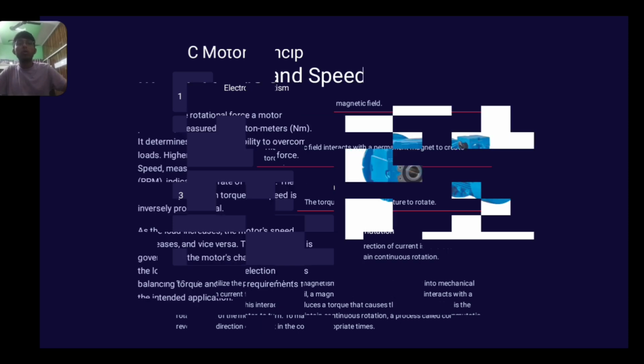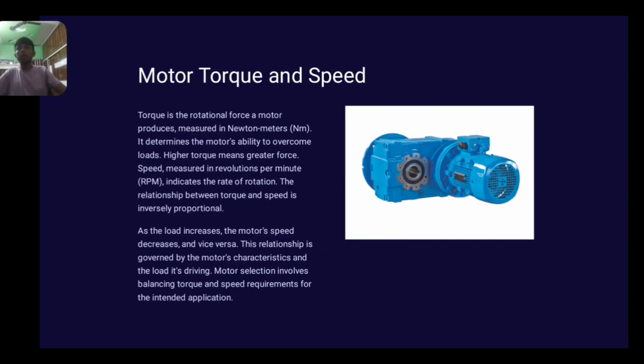Let us discuss the motor torque and the speed. Torque is a rotational force a motor produces, measured in newton meters. It determines the motor's ability to overcome loads. High torque means greater force. Speed, measured in revolutions per minute (RPM), indicates the rate of rotation.